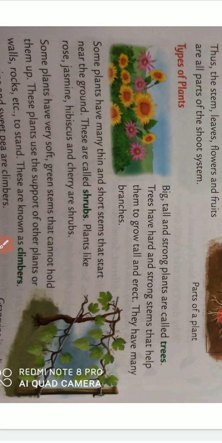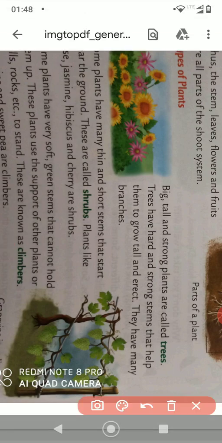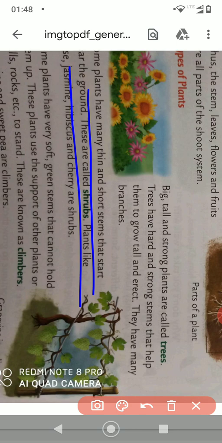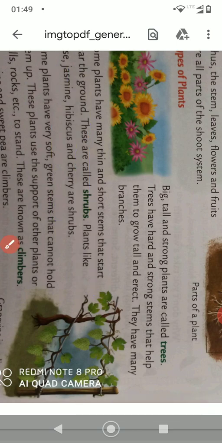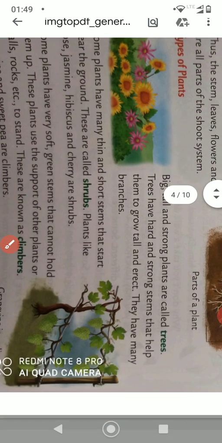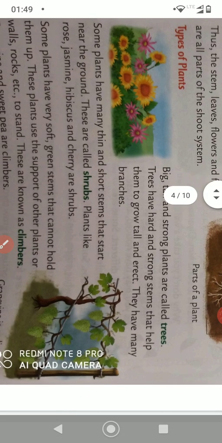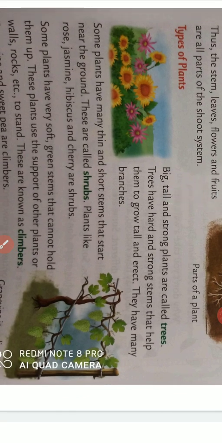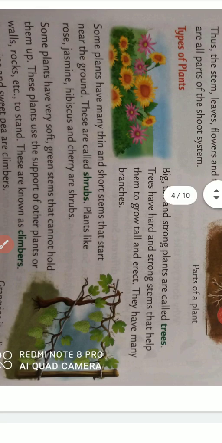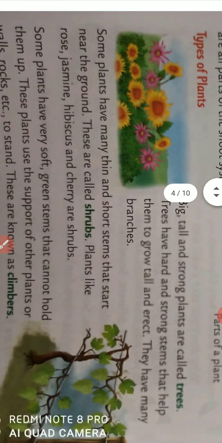Okay, now some plants have many thin and short stems and they start near the ground. These are called shrubs. Plants like rose, jasmine, hibiscus, they are called shrubs. So the plants have thin and short stems and they start near the ground, and these are called shrubs. And what are the examples? Rose, jasmine, hibiscus, cherry are shrubs. Okay. So these are called shrubs, children.